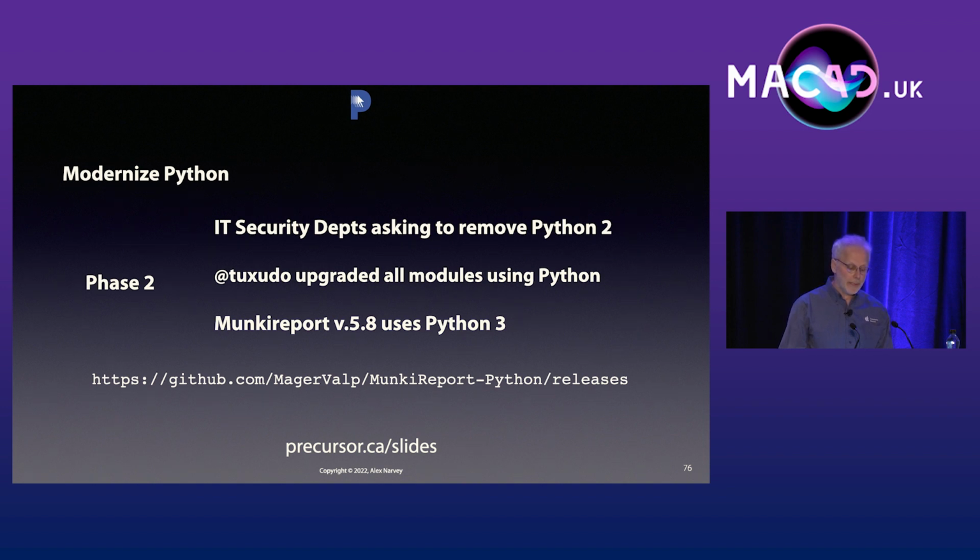And so John Eberle edited all the modules to make them Python 3 compliant and to use a version of Python 3 compiled again by Per Olofsson. This all became part of the beta of MunkiReport 5.8, at least at the time I was writing this presentation.